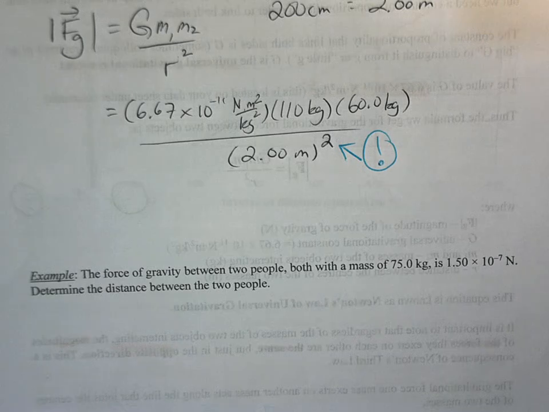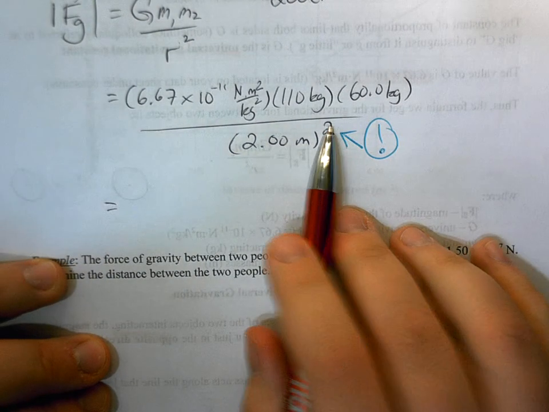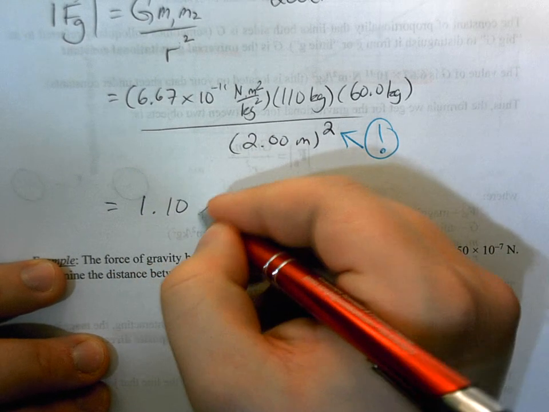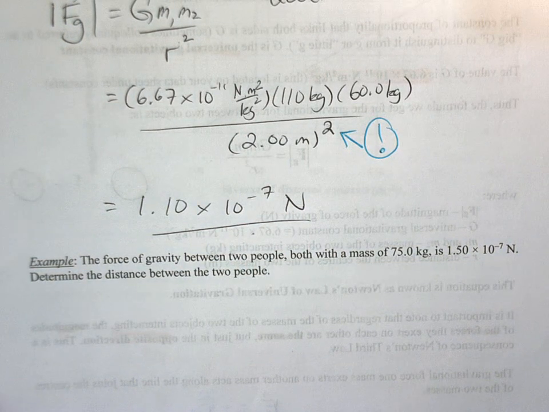That's really important, and I swear we catch a lot of students on that. So if we remember our square, we're very careful with our calculations. So we're going to have a force of about 1.10 times 10 to the minus 7 newtons. So that's my magnitude of the force of gravity.